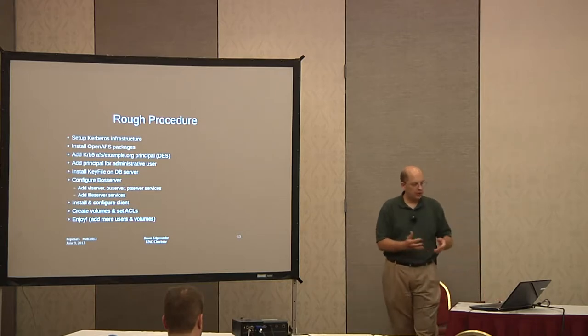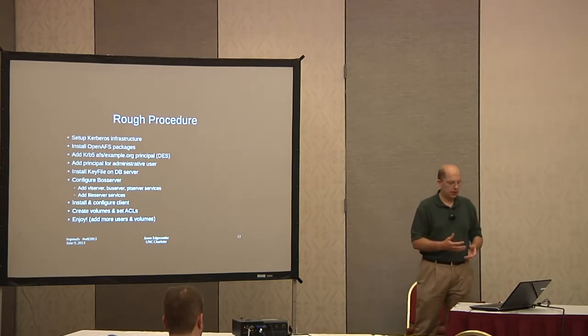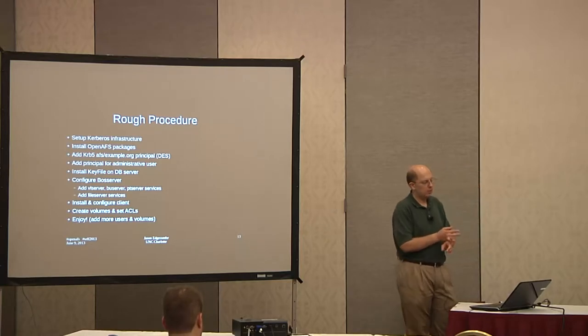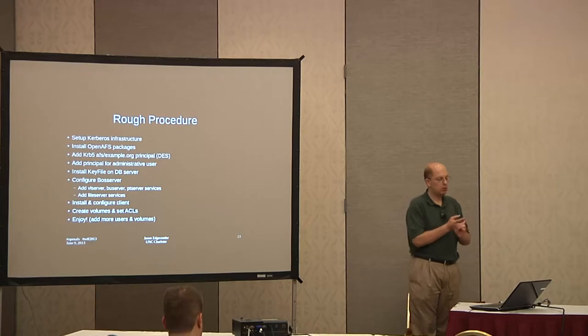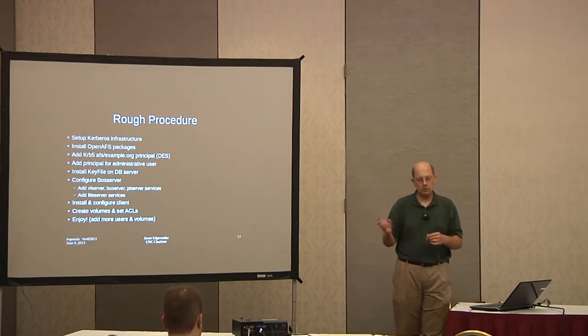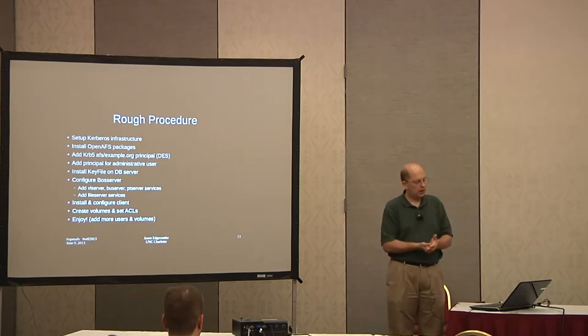But the rough procedure is, if you wanted to set up your own cell, you have to set up your Kerberos infrastructure ahead of time. You install the AFS packages. You add a special Kerberos principal. Again, this is the special DES encryption key. And you install that onto that.